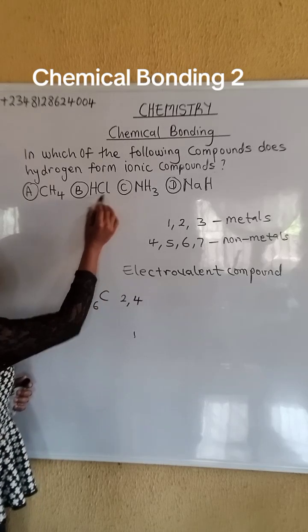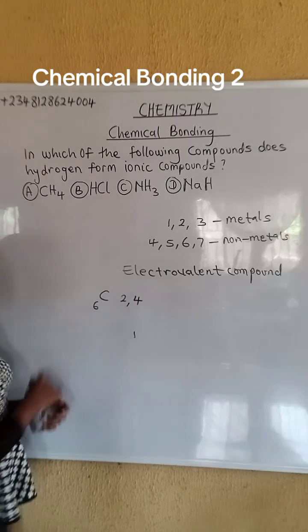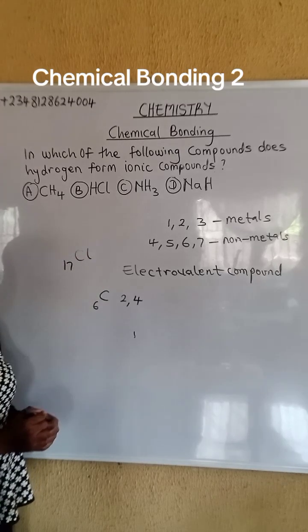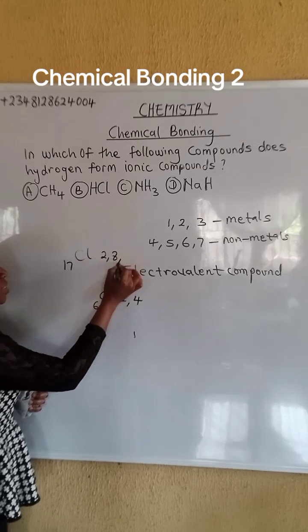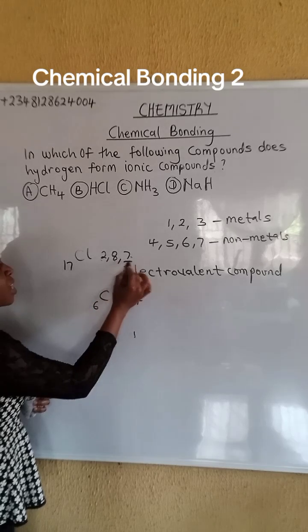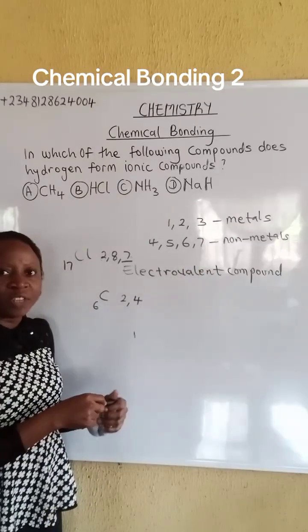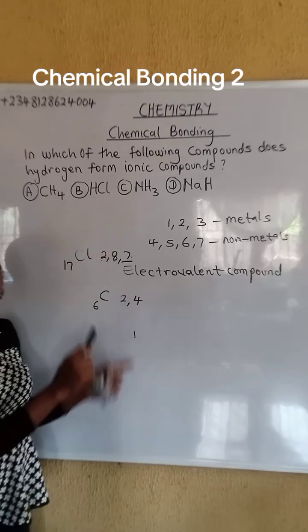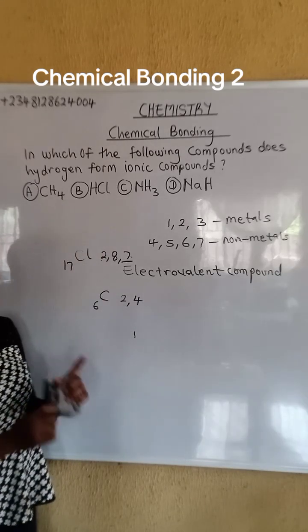Now let's consider hydrogen and chlorine, which is hydrogen chloride. Hydrogen is a non-metal. What of chlorine? Chlorine is the number 17 in the periodic table. When you write the shell electronic configuration, that will be 2, 8, 7. 2 plus 8 plus 7 will give us 17. So it has 7 valence electrons. Those elements with 7 valence electrons are non-metal. So hydrogen non-metal, chlorine non-metal. So non-metal with non-metal is a covalent compound or molecule. So this is a covalent molecule.